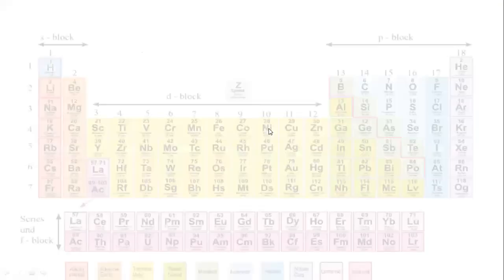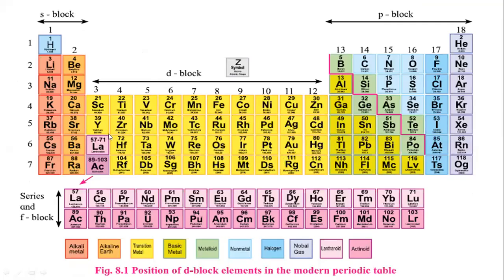If we can see this periodic table, from group number 3 to group number 12, these elements are called as D block elements. But there are two series of F block elements. This is the lanthanide series, which starts from 57 and ends with lutetium. So these are the 14 elements from lanthanum to lutetium. These are called as lanthanide series, in which the electron enters in 4f orbital.